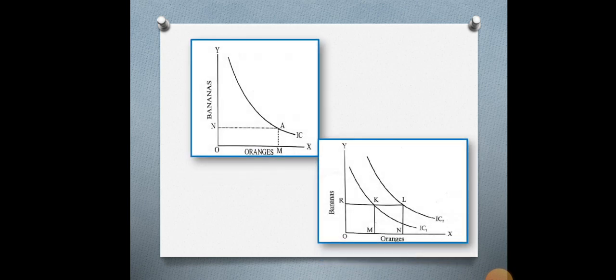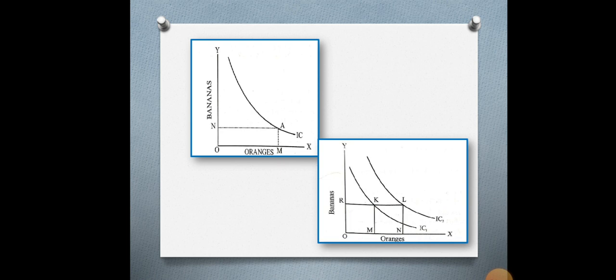See, there are two diagrams here. The first is where the oranges are represented on the x-axis and bananas are on the y-axis, and the IC shows the indifference curve. Here we can see, in the upper one, that on point A on the IC there is this combination of oranges and bananas. On point A, OM quantity of oranges is being taken along with ON quantity of bananas.